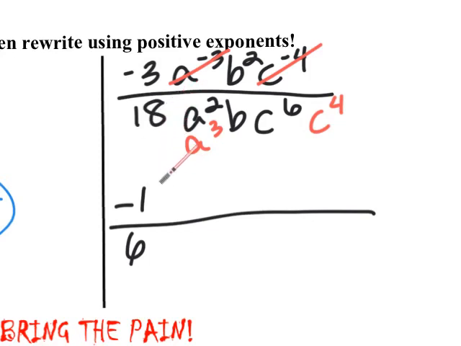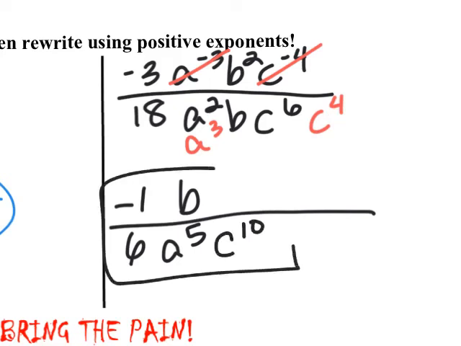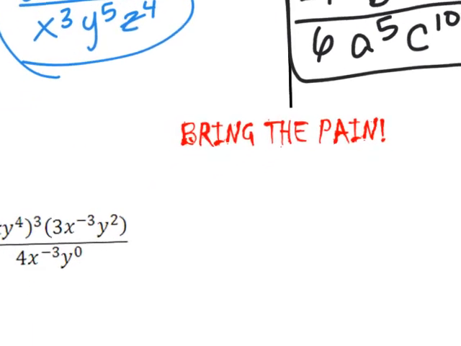So let's start with the A's. I only have A's on the bottom, and I have 5 of them. B's, I've got 2 on the top and 1 on the bottom, so I have 1 more on the top than I do the bottom. So that'd be b to the first. You can either put the b there or not put the b there. And then finally, I have all of these C's on the bottom. I got 6 plus 4, which gives me 10. And that is simplified.